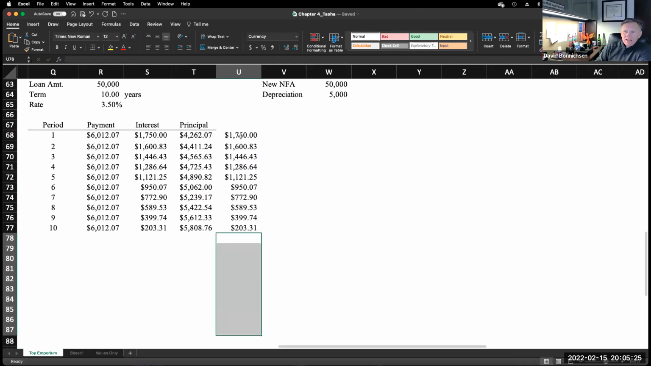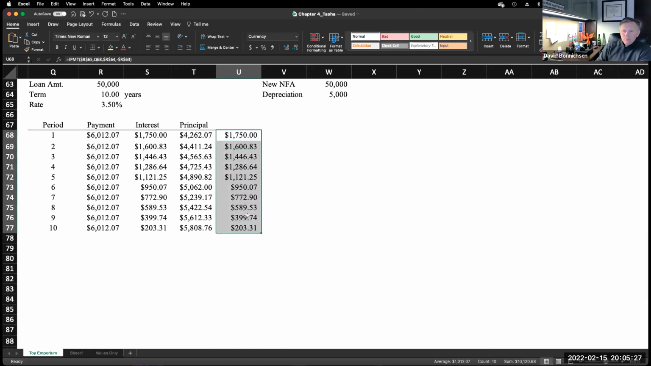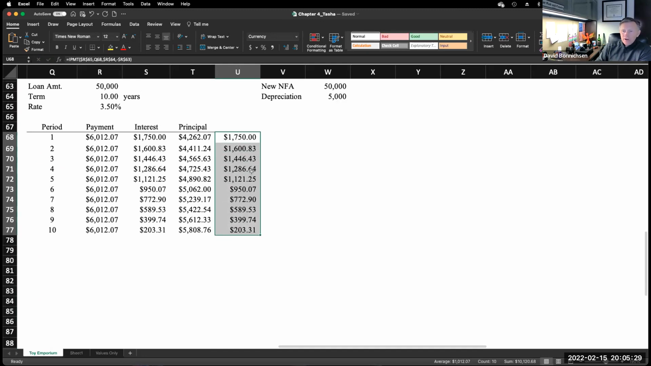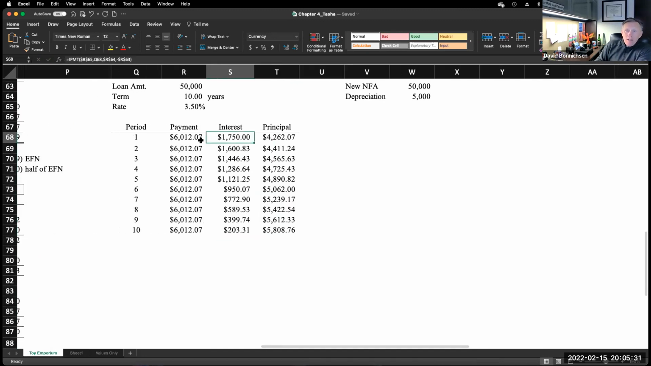And when I do that, it gives me, okay, I'm going to delete this because it's already right here. It now tells me that of this first payment that I make in year 1, of this $6,012.07, I am incurring $1,050 of interest that I'm paying to the bank in that first year.